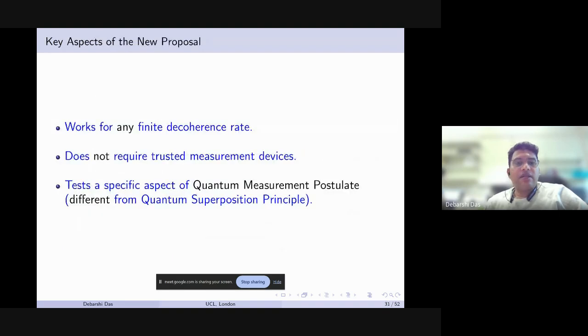In this experiment, we have shown that it works for any finite decoherence rate. It does not require any trusted measurement device, and it tests a specific aspect of the quantum measurement postulate, which is different from the quantum superposition principle.